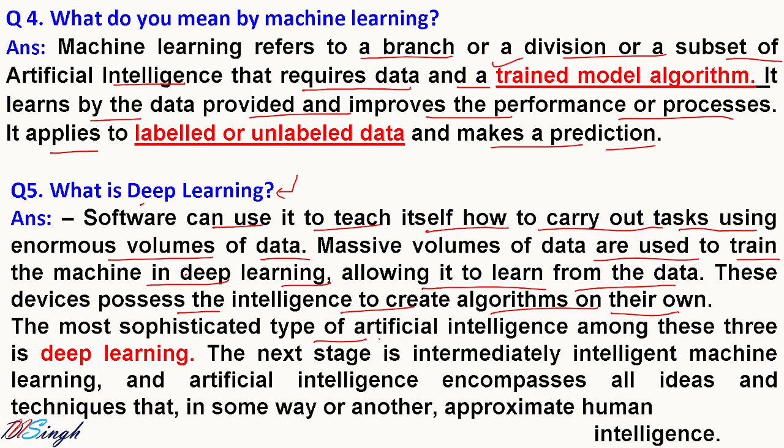Most sophisticated type of artificial intelligence among these three is deep learning. This is the best of all types of AI. The next stage is immediately intelligent machine learning, and artificial intelligence encompasses all the ideas and techniques that in some way or another approximate human intelligence. After this, your artificial intelligence machine somewhat reaches human intelligence.